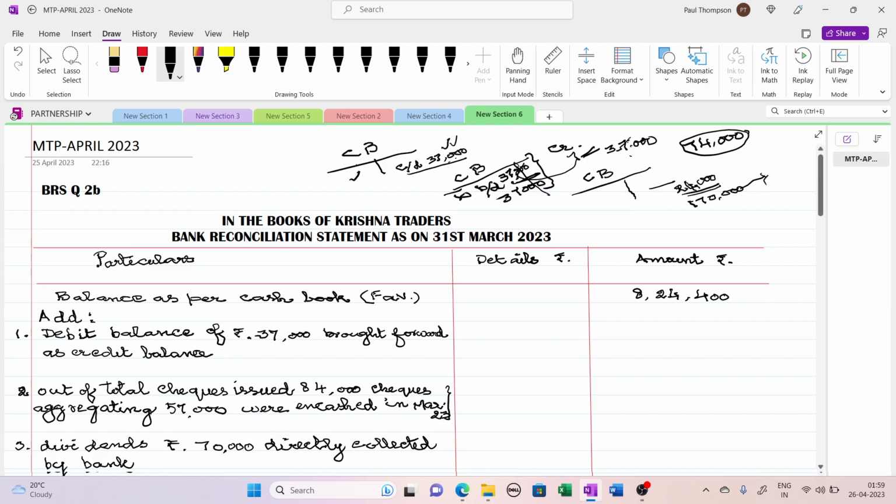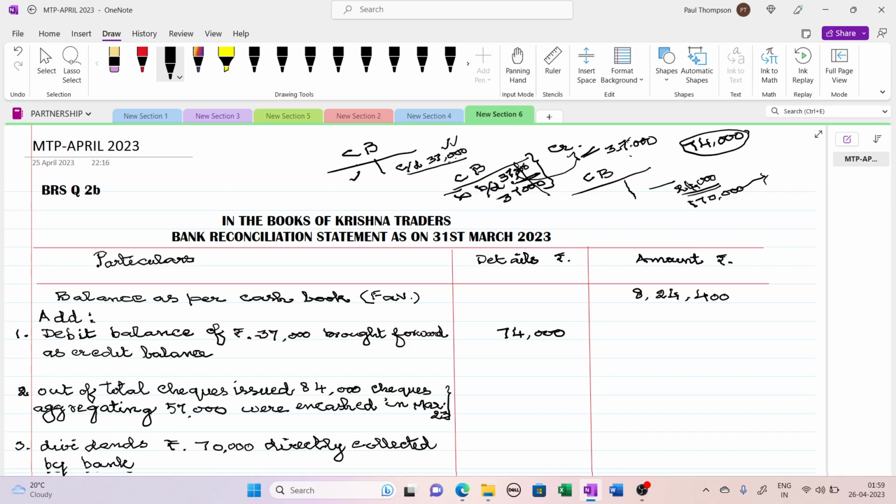Okay. But I have forgotten, I wrote it like this. So we have to add that because it is a deposit. The debit balance of 37,000 brought forward as a credit balance, I have to add. In the bank, this amount would have been taken correctly as a deposit, not as a payment. Because I put it as a payment, the net effect will be double of that.